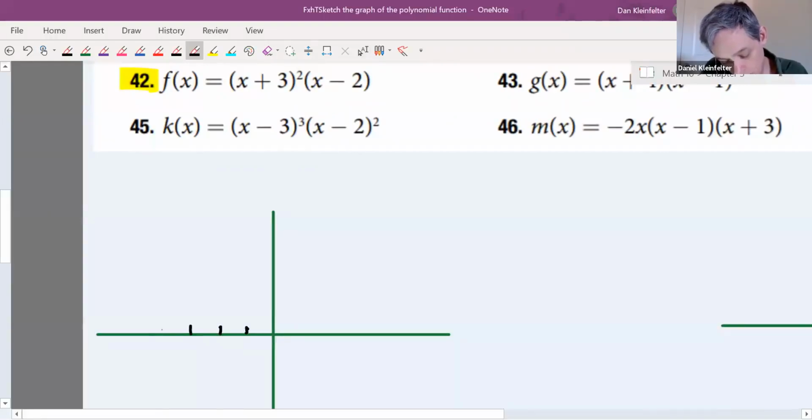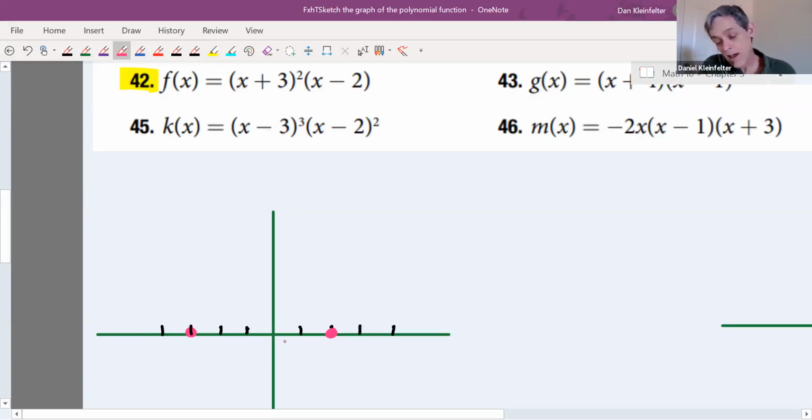So there's -3. We'll have to go out to 2 as well. Okay, so there's that. So x-intercepts, there will be 1 at -3 and 1 at 2. Let me go ahead and put on the y-intercept while we're here, because this time the graph doesn't pass through the origin.